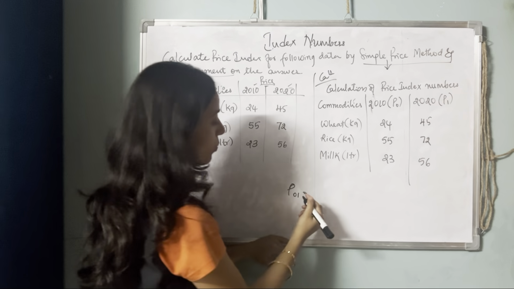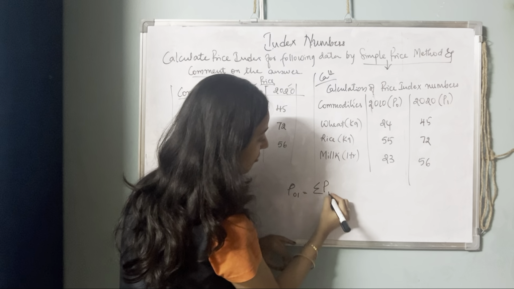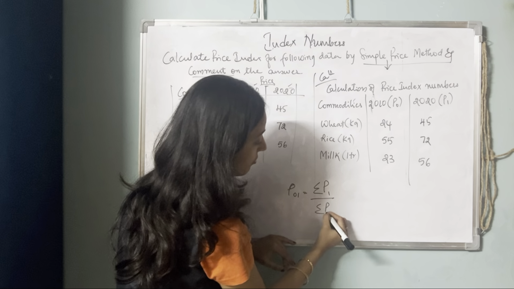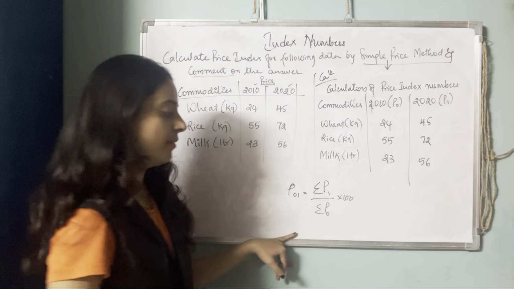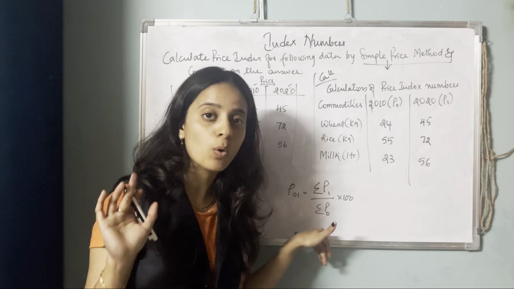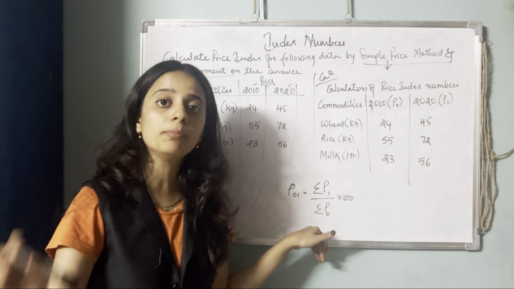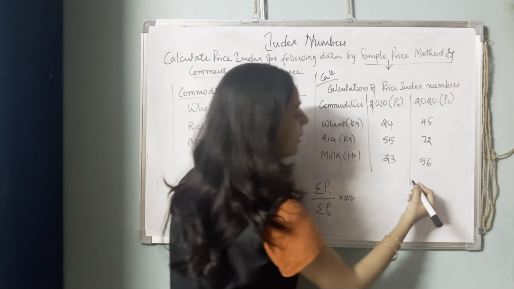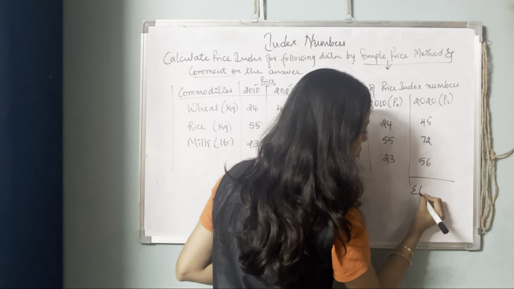What is the formula of our P01, the simple price method? Summation of P1 by summation of P0 into 100. Summation, what did I tell you? What is summation? It is nothing but the sum total. Sum total of the P1 column. Summation of P1.